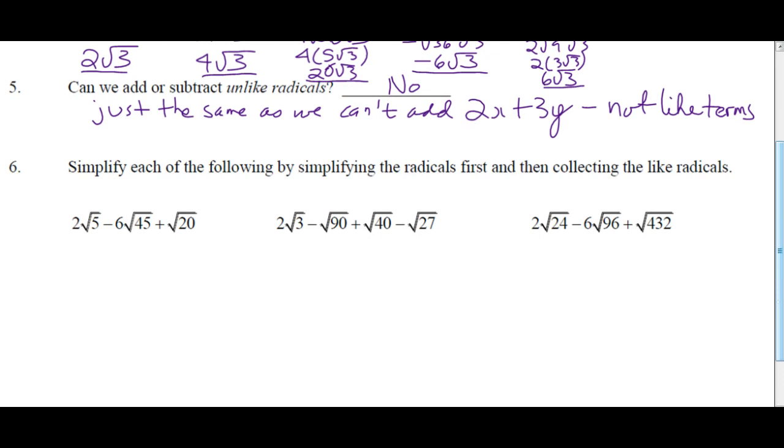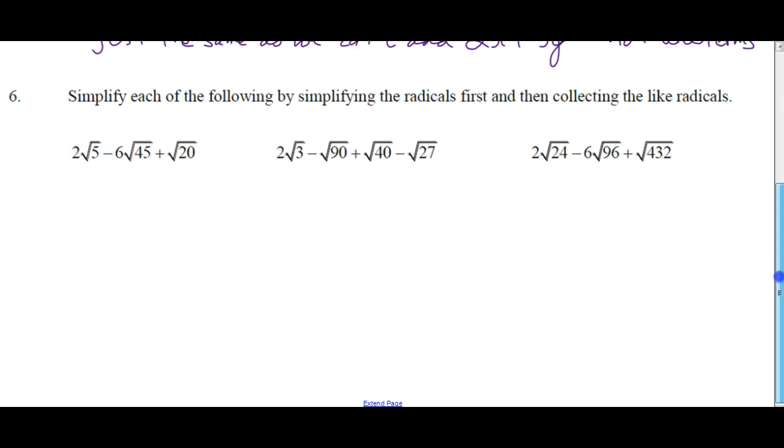Simplify each of the following by simplifying the radicals first and then collecting like radicals. Okay, so what we have is I got a root 5, a root 45, and a root 20. So unlike the first page where we had 3 root 6s plus 2 root 6s or whatever, right? These will perhaps become all like terms. We got to find out, right?